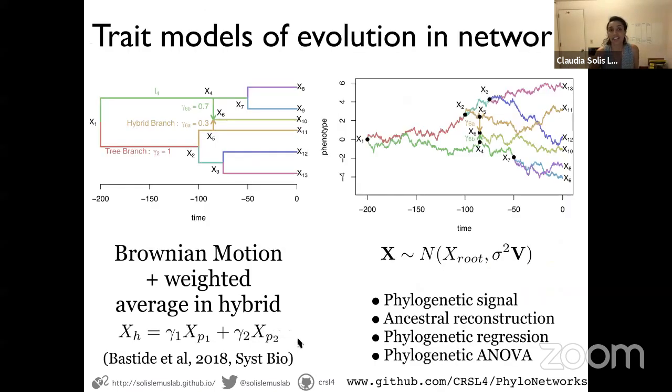And it turns out that it is very straightforward from what we did with trees. We can do exactly the same things that we did with trees: estimate phylogenetic signal, ancestral reconstruction, phylogenetic regression, phylogenetic ANOVA, everything's the same. The only thing that we're really changing is the covariance matrix. Because in the tree, there is a fully bifurcating process that creates some form of dependency. And now here we have some branches that join again to create a hybrid. So that just creates a different pattern of dependency. So this is a different paper that we published in Systematic Biology.